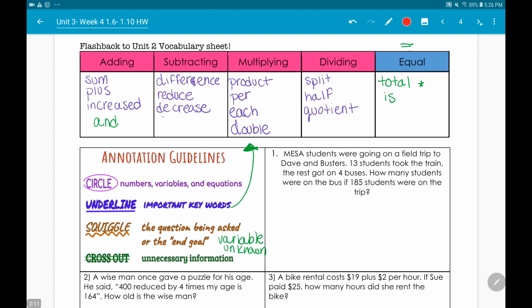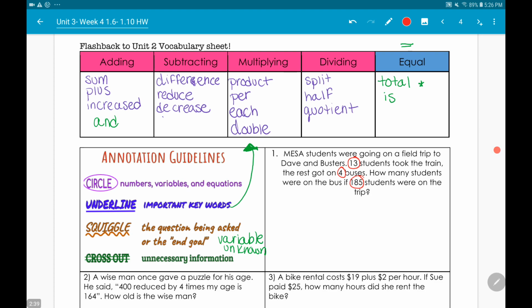So first, let's start by circling. Mesa's students were going on a field trip to Dave & Buster's. 13 students took the train and the rest got on 4 buses. How many students were on the bus if 185 students were on the trip? All right, so that's all my numbers. So now I'm underlining keywords. So any keywords that will help me with the problem, in addition to knowing if it means adding, subtracting, multiplying, dividing.